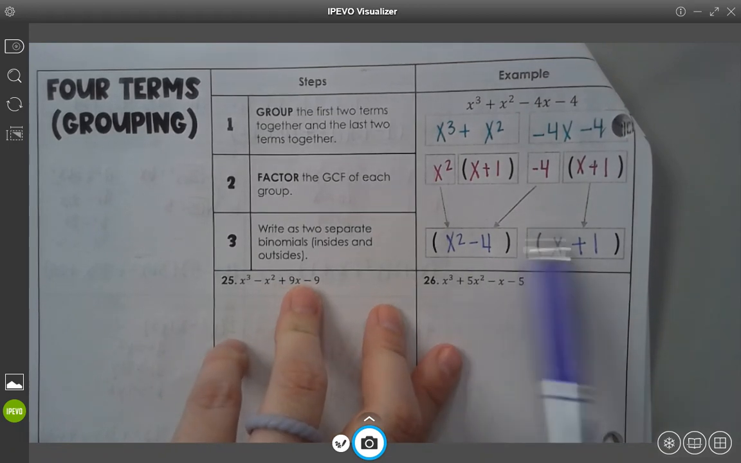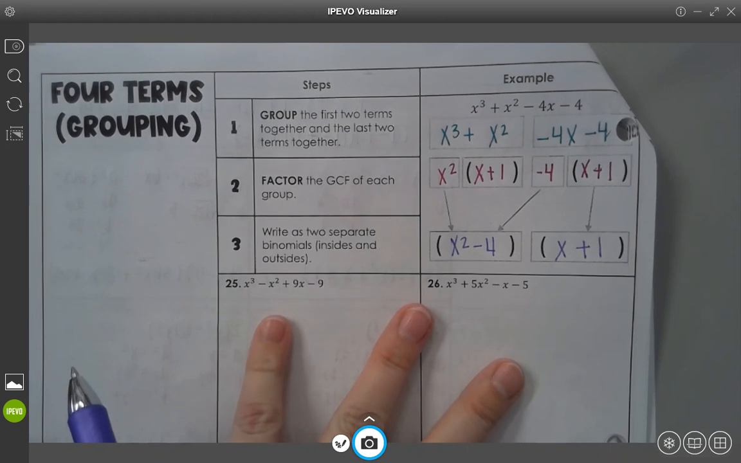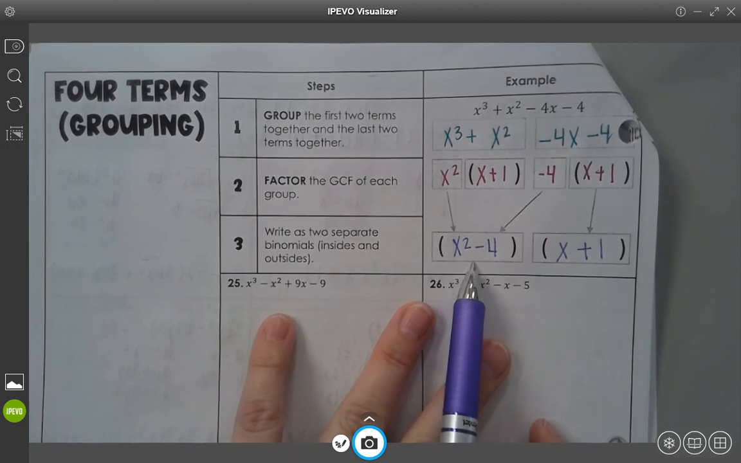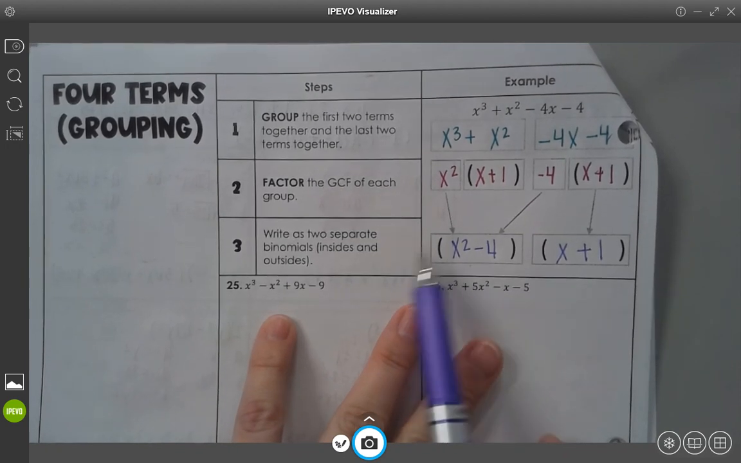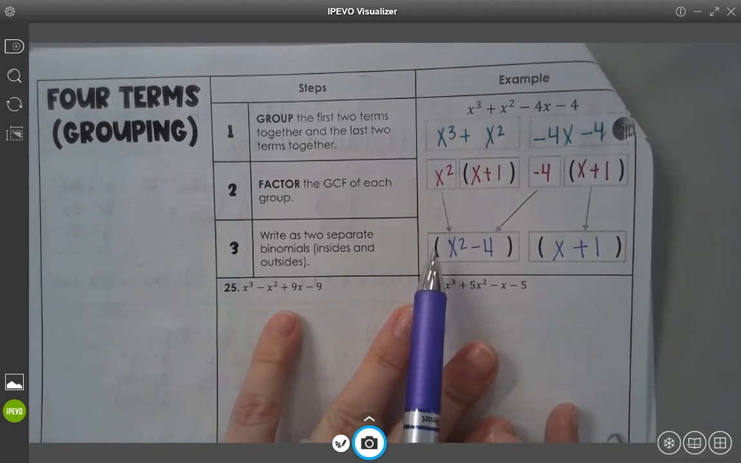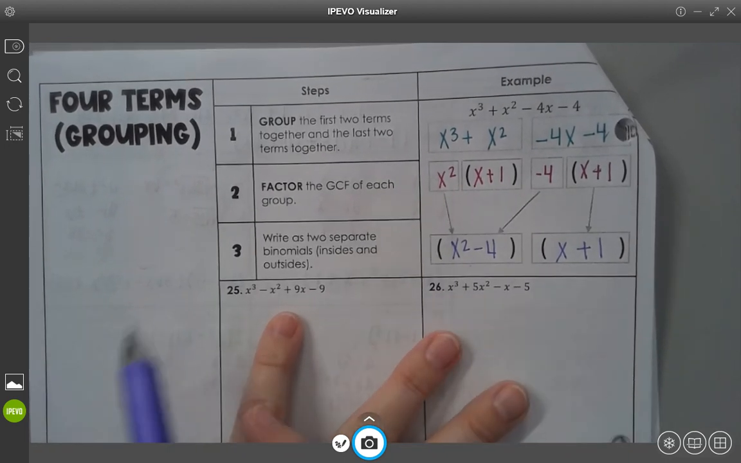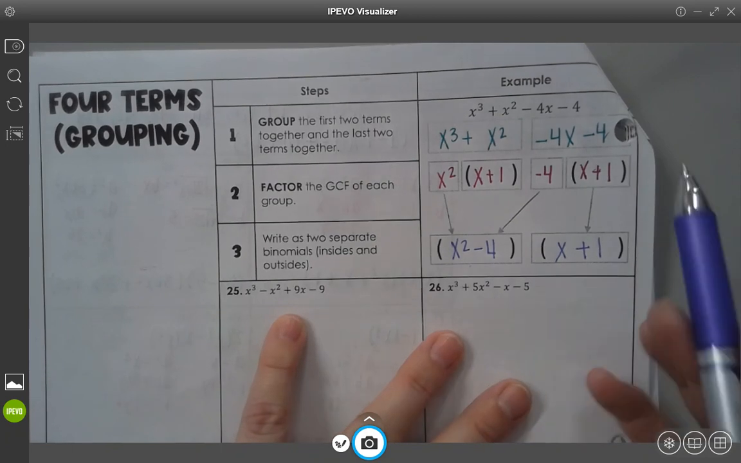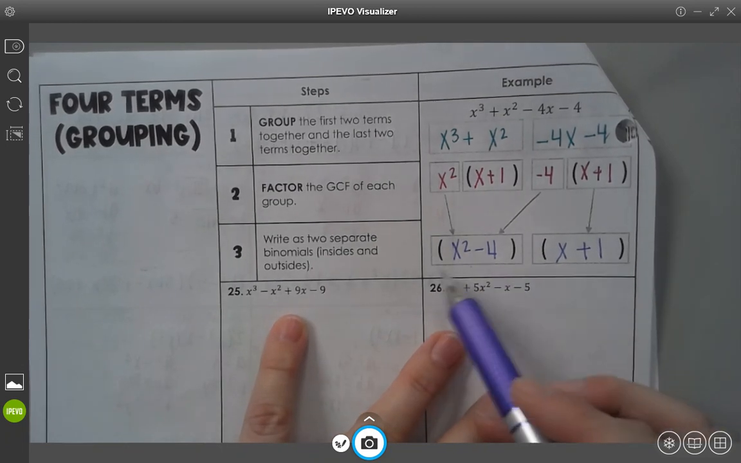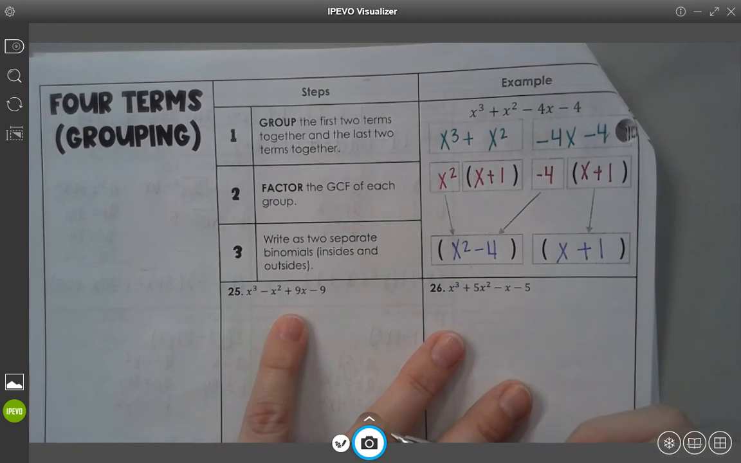Could I factor down one of these again? Which one? The first one, this is a difference of squares. Both of those are perfect squares. Yes, we should factor that down, but guess what? I didn't leave room for that, so we'll just stop there. But I should do difference of squares. Take the square root of both of those, and it would be x plus 2, x minus 2.